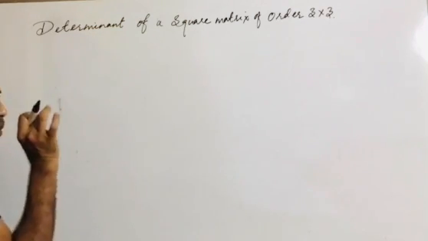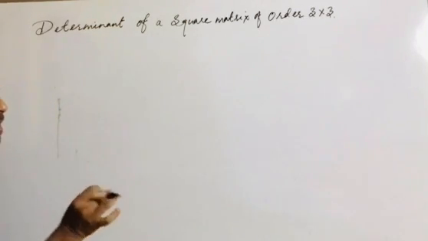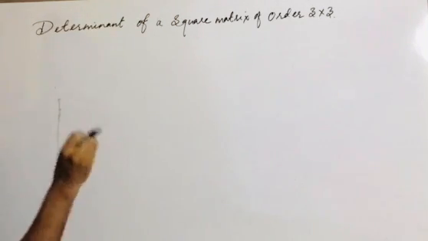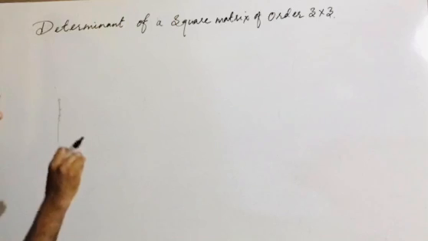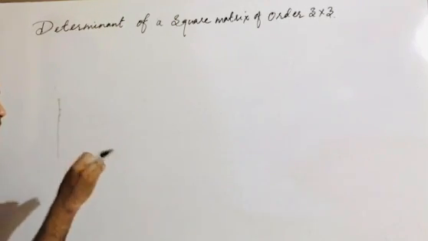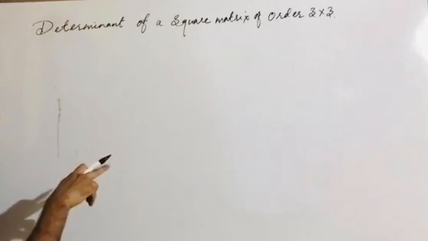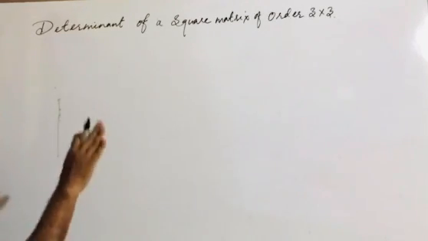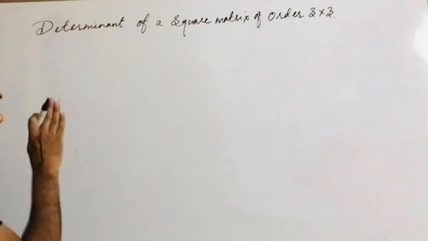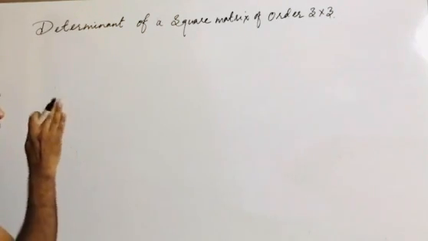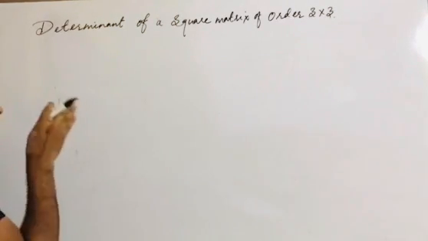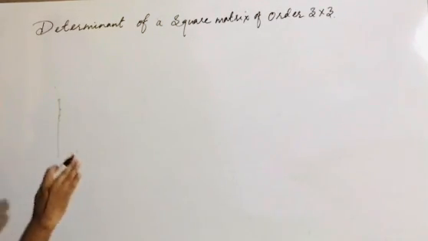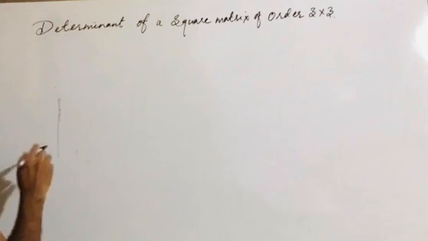First of all, listen to the definition. The determinant of a square matrix of order 3 by 3 or 2 by 2, whatever it is, is the sum of the products of the elements and their respective cofactors of any particular row or column of the matrix. Again, I am repeating: the sum of the products of all the elements and their cofactors of any row or column of a matrix is basically called its determinant. So let us take an example here, children.